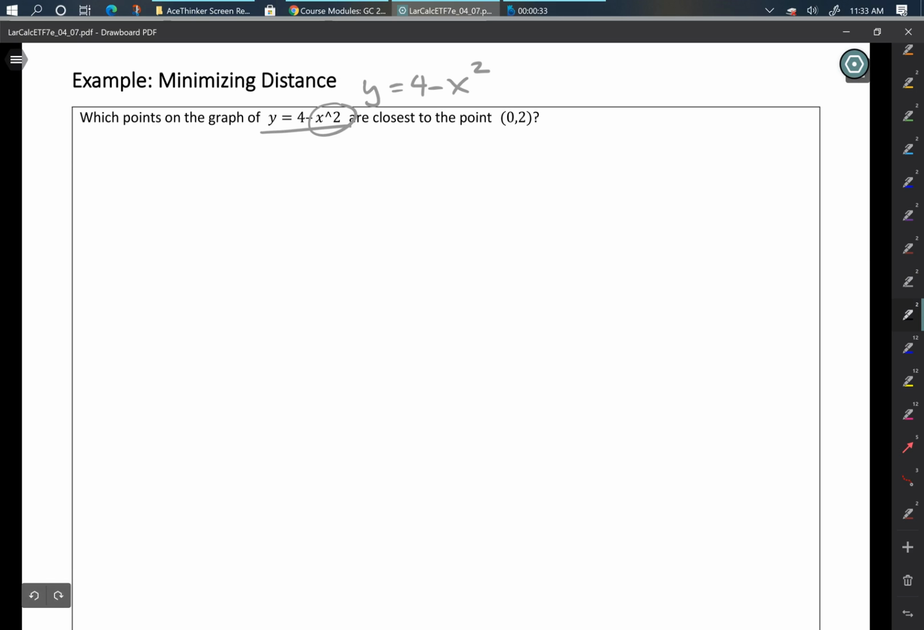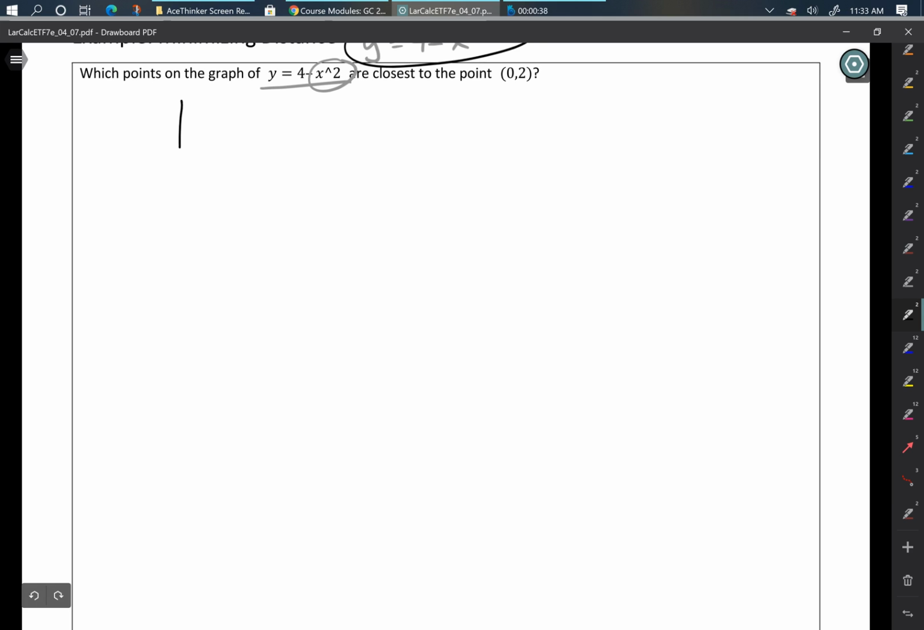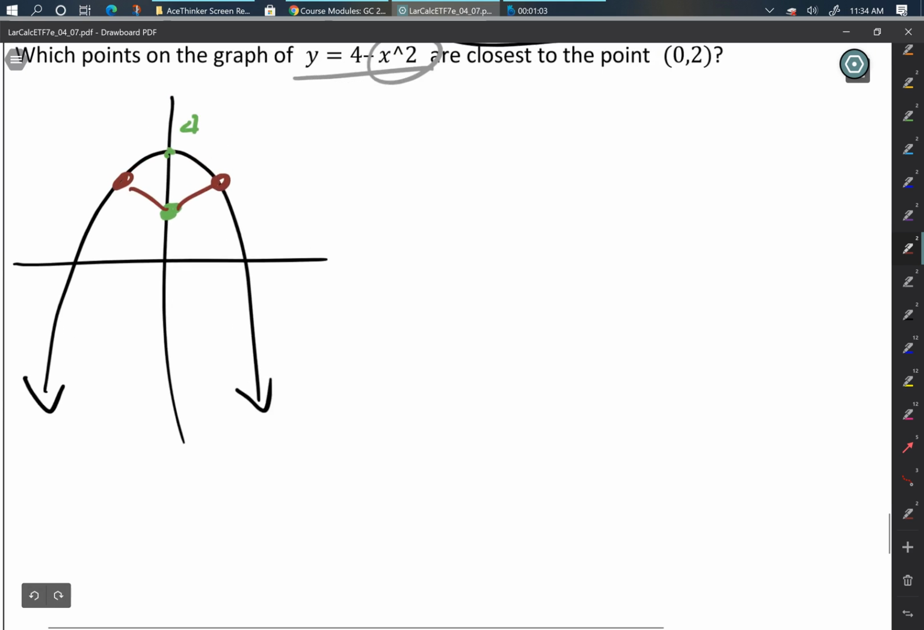Okay, let's see. This is a parabola that is opening down with a y-intercept of 4, so we're looking at something like this. And then we're asking which points are closest to the point (0, 2), so that's here, because remember that right there is 4. And so we're trying to find the point or points on the graph that are closest. So like maybe there or there. And because of symmetry, whatever those distances are, they should be the same.